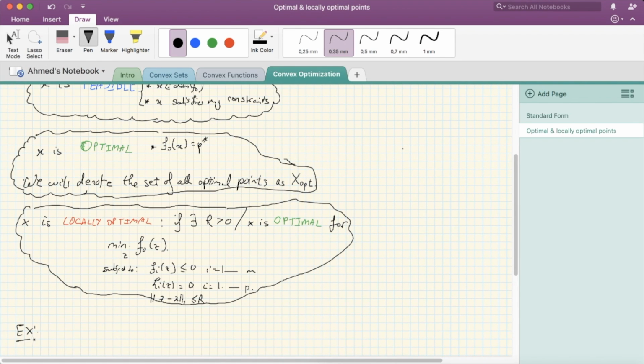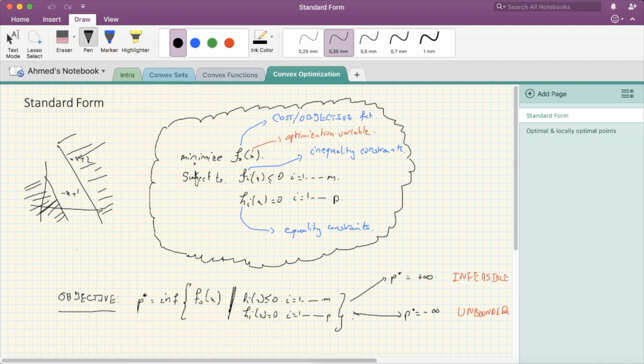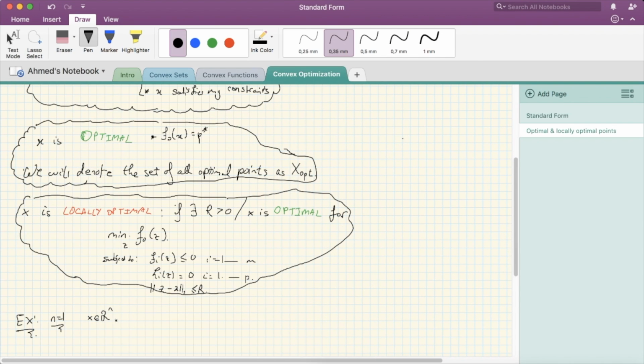So examples would be the following. Right now we're going to set n equal to 1. We didn't state that previously. I'm sorry about that. So right here, x is in R^n. So we're working in an R^n space. Okay, so n equal to 1 means that x is in R. And we're going to set m equal to p equal to 0, which means that we have no constraints, which also means that we're working with an unconstrained optimization problem.